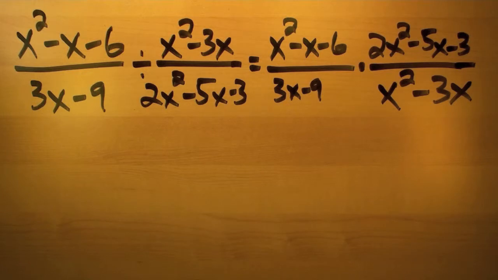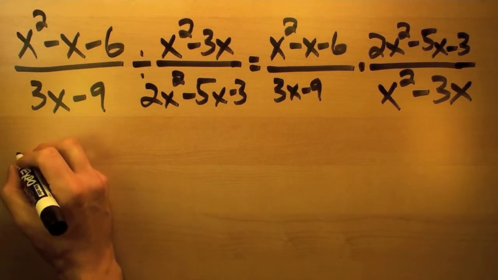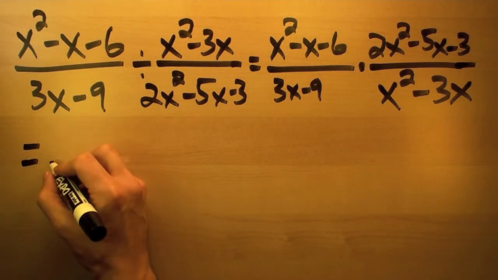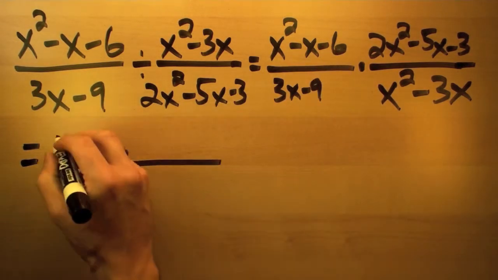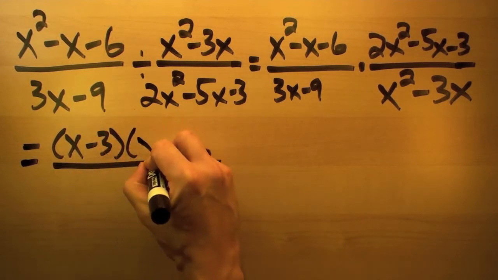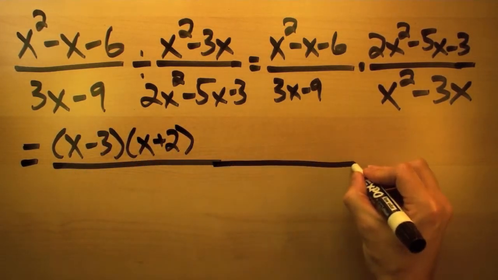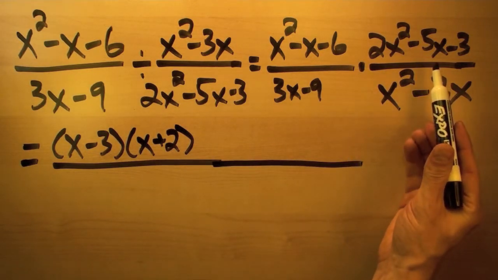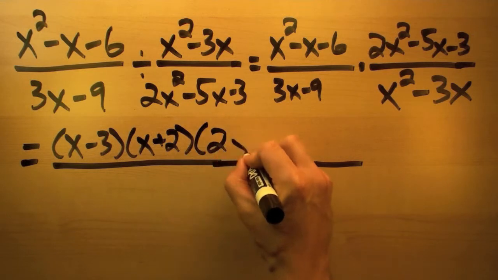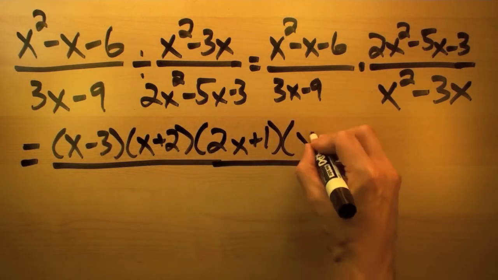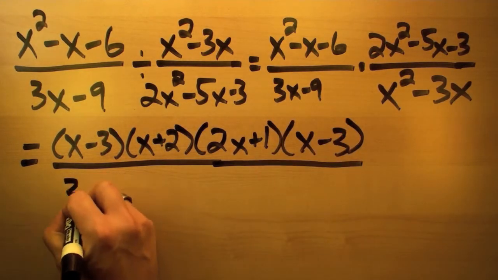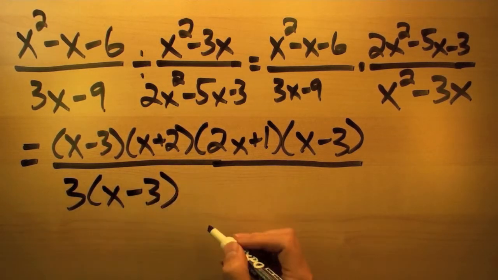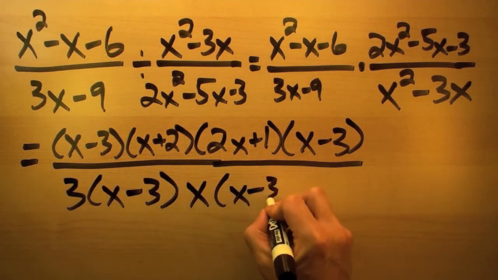Now we combine everything into one big fraction by multiplication, and we're going to factor it at the same time. Giving us, so x squared minus x minus 6 factors as x minus 3 times x plus 2. And 2x squared minus 5x minus 3 factors as 2x plus 1 times x minus 3, just as it did previously. We'll factor 3x minus 9 as 3 times x minus 3, and then x minus 3.